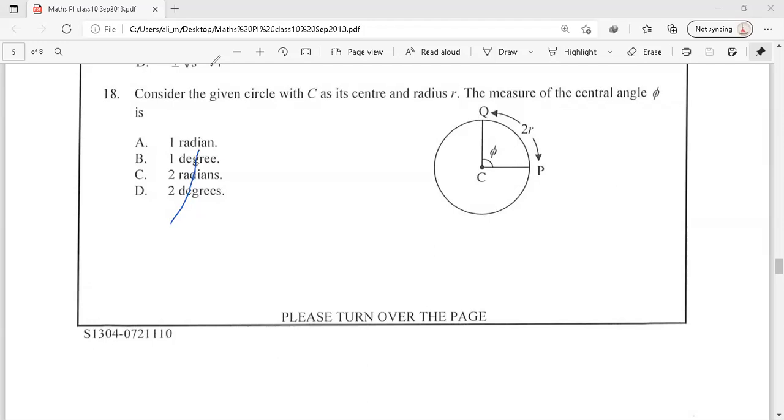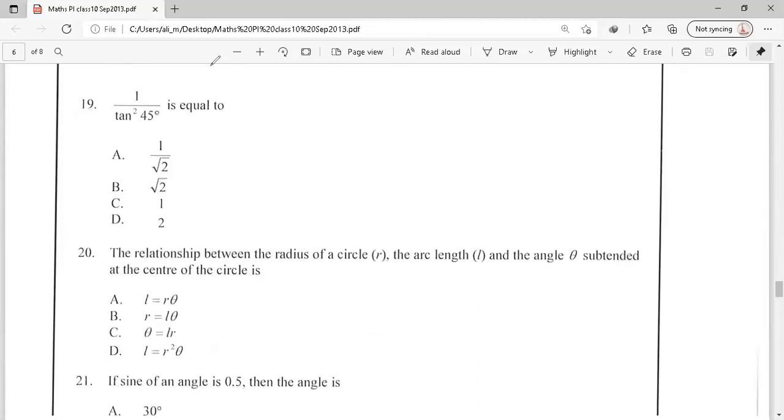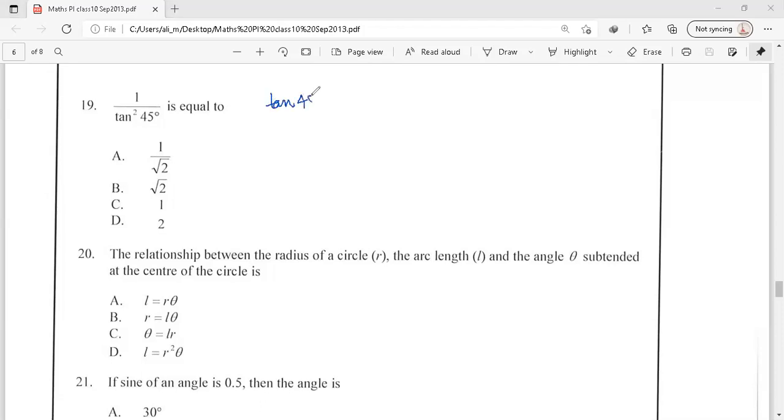Then we have question number 19. 1 over tan square 45. We have to find the value of this expression. We know that the value of tangent 45 degrees is equal to 1. So tan 45 is replaced by its value 1, and 1 square is equal to 1. So 1 over tan square 45 will be equal to 1. So option C is the right answer.